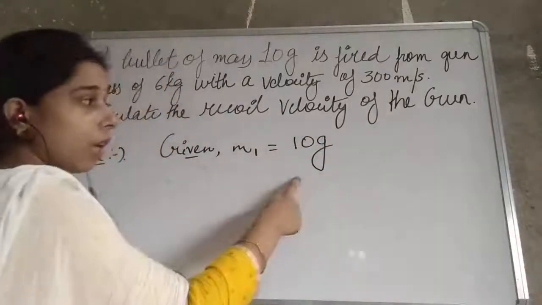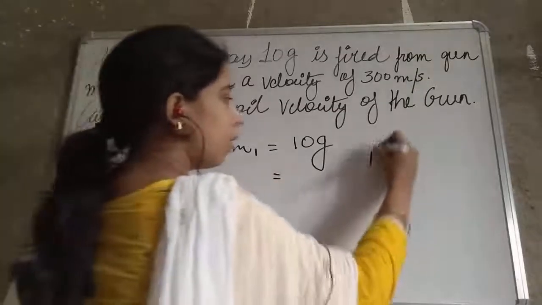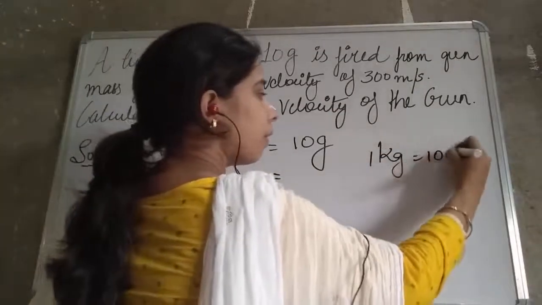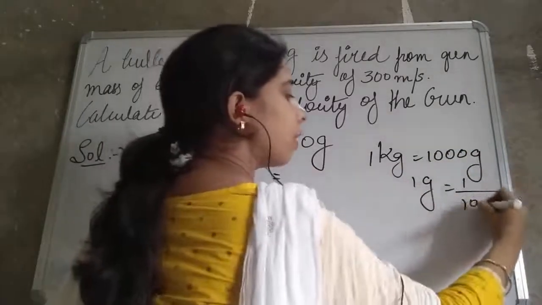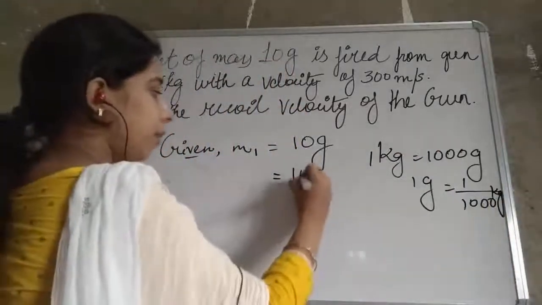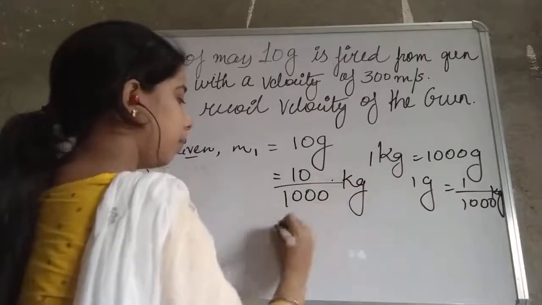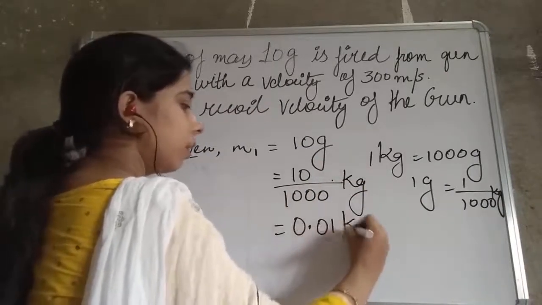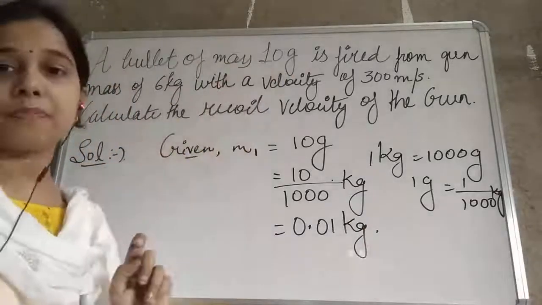Now we have to convert this gram into kg. So we know that 1 kg is equal to 1000 gram. So 1 gram will be equal to 1 by 1000 kg. Okay. So here 10 gram will be equal to 10 by 1000 kg. That will be equal to 0.01 kg. So this is the mass of the bullet.